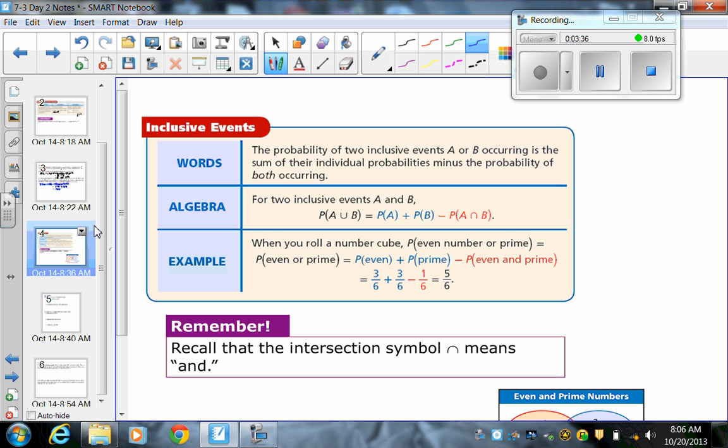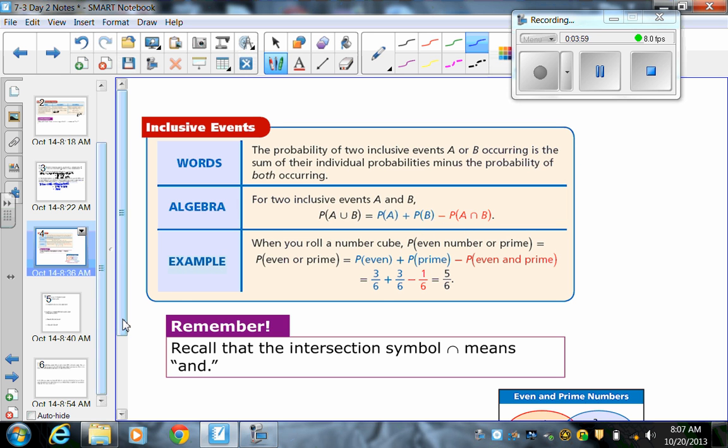Next, let's talk about how to calculate the probabilities for our inclusive events. So the probability of two inclusive events, A or B, occurring is just the sum of their individual probabilities minus the probability of both occurring. So the probability of A union B is equal to the probability of A plus the probability of B minus the probability of A and B.